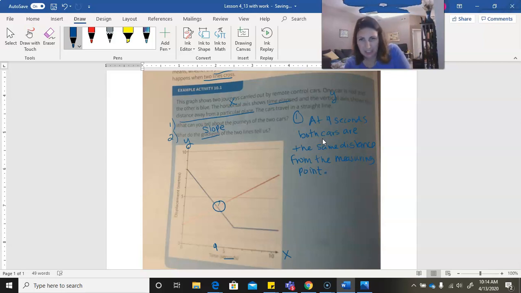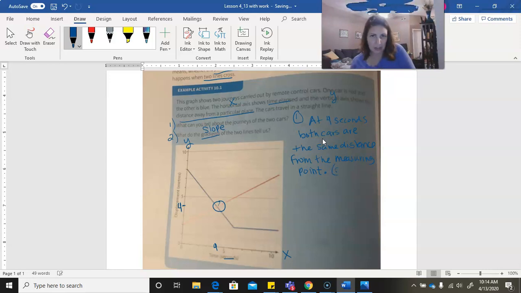Okay, so if you look at the distance, it says displacement, which really means the distance. If you look right here, that's also at about 4 as well. So at 4 seconds, they're the same distance from wherever they started. So there you go. And then I think it asks us one more thing. What else do you notice here?